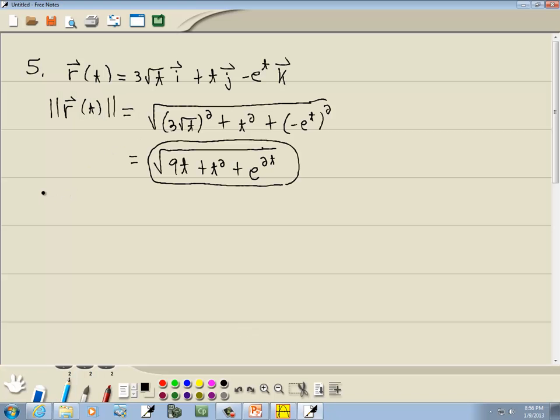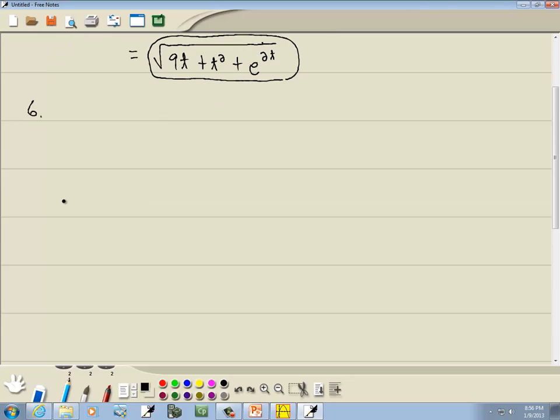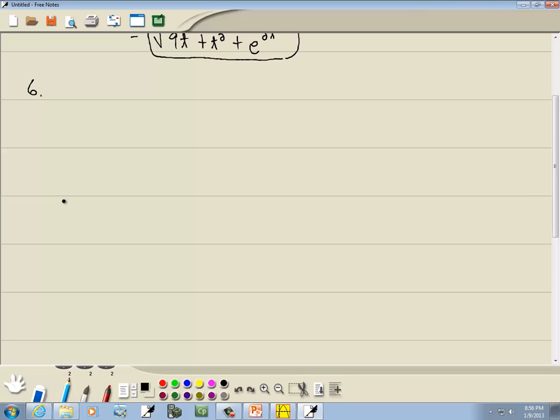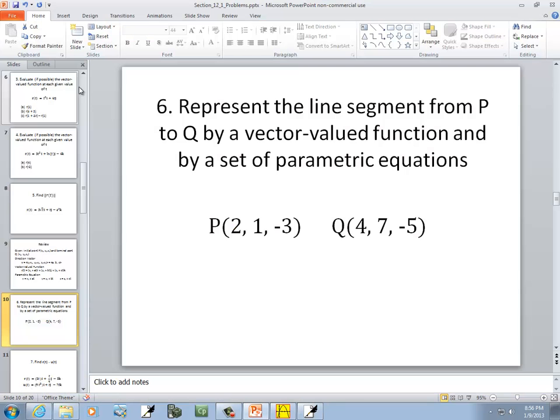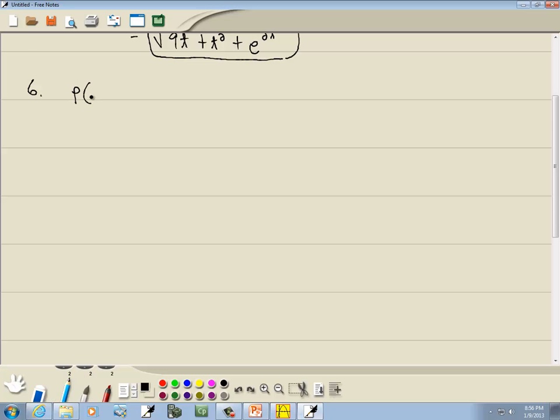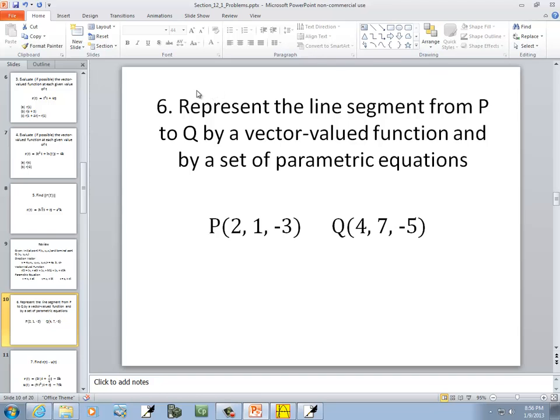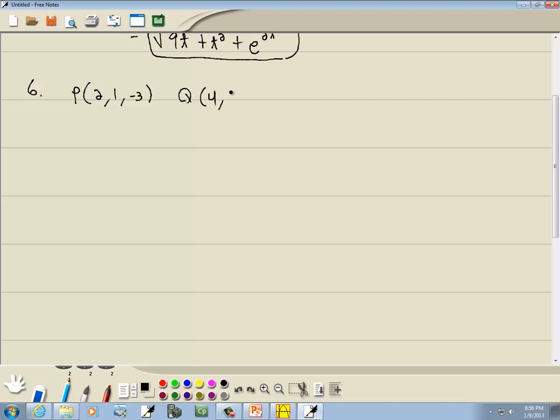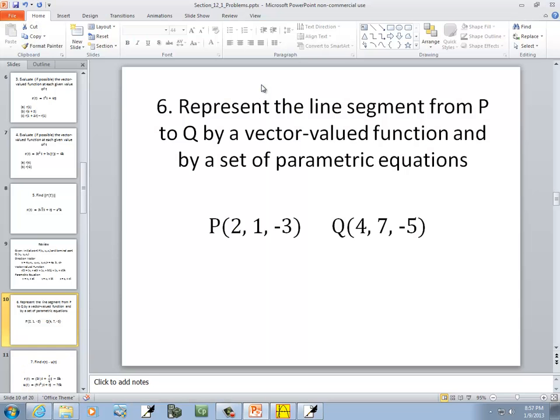Let's look at an example of that. And there's different answers you can come up with on this. So if you look in the back of the book, they'll say answers may vary or something on these particular ones. Let's see. 2, 1, -3, and that's our initial. And our terminal side will be 4, 7, and -5. They say represent the line segment from P to Q by a vector valued function and by a set of parametric equations.